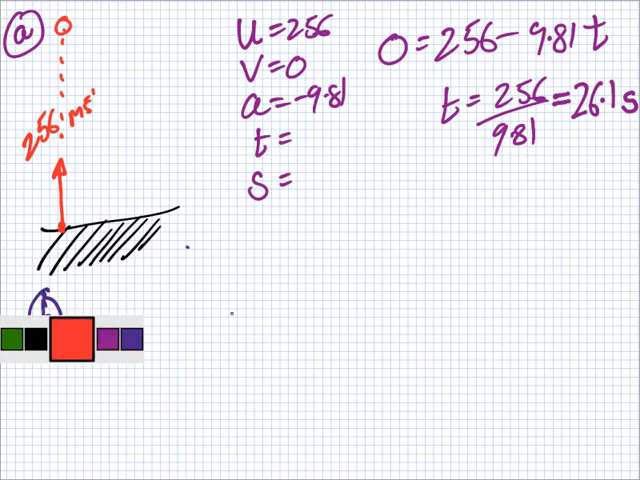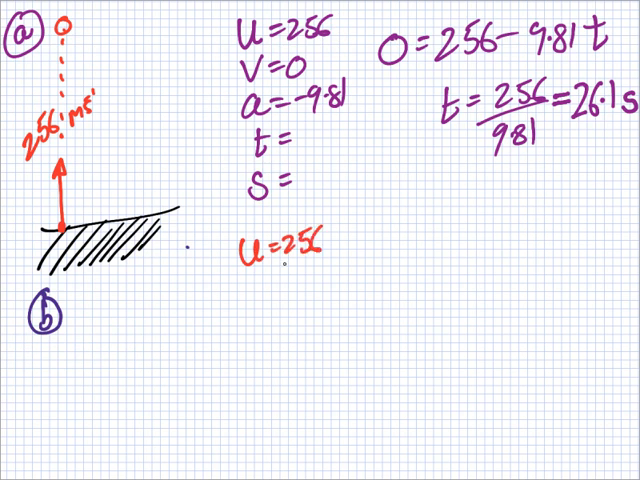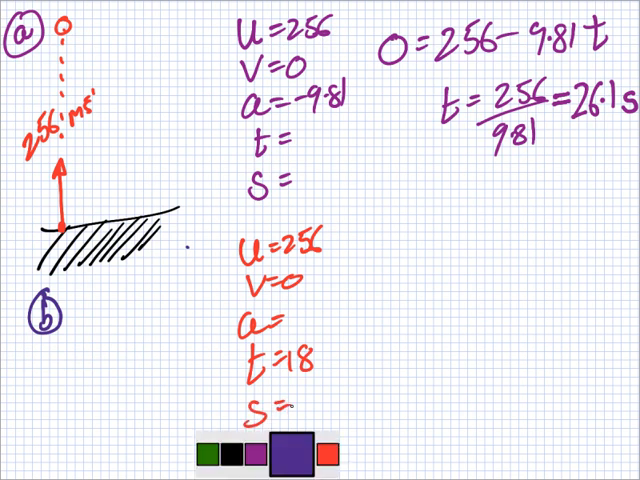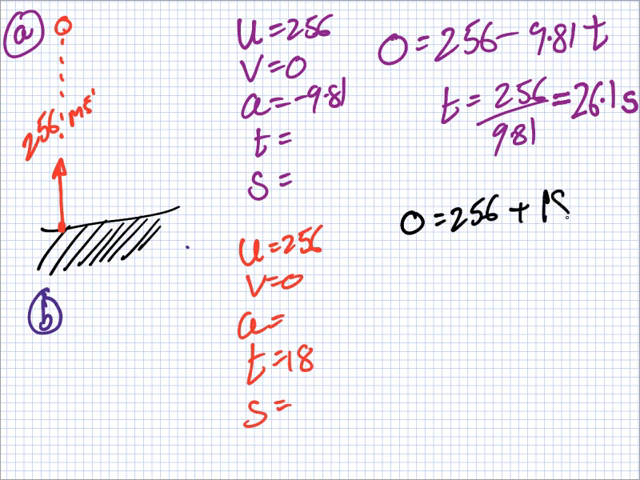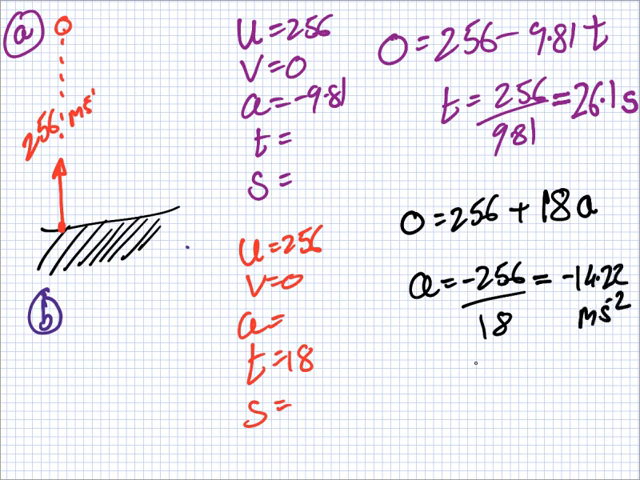Okay, so my question is to calculate that. So the U is 256. The V is 0, the A we don't know, the T we do know, the S we don't know. Okay, let's calculate now. I'm looking for the A. V equals U plus AT. So the A will be minus 256 over 18, which is more than 9.81, isn't it? That's 14.22 meters per second squared. Okay.